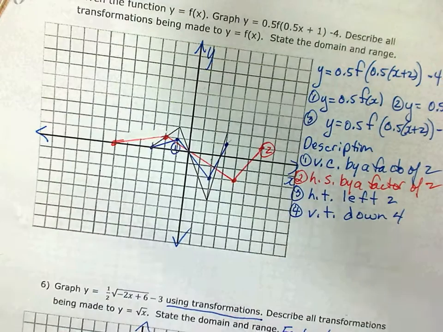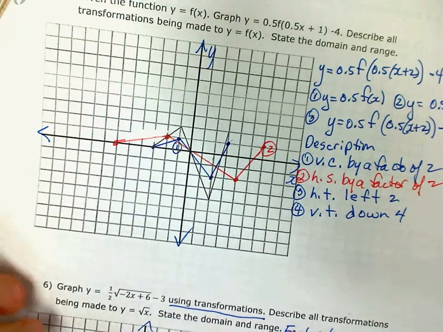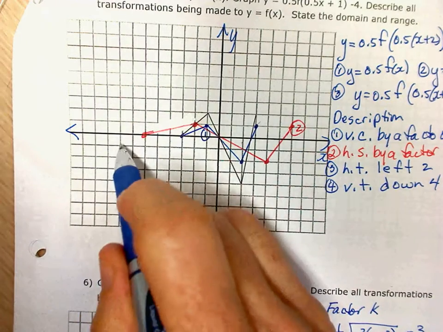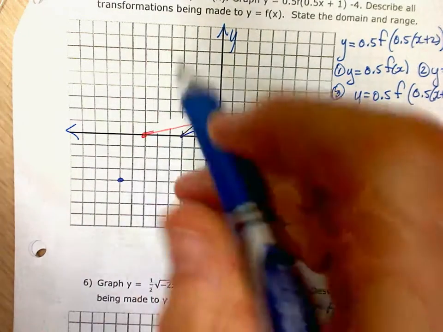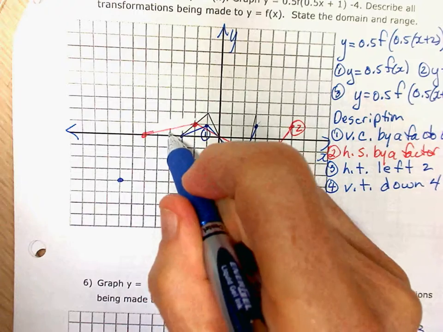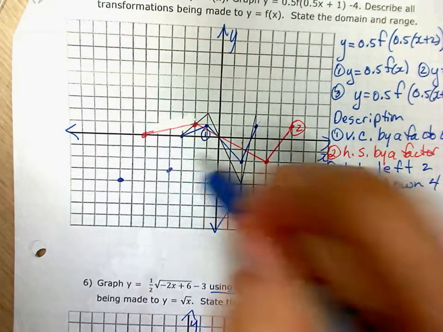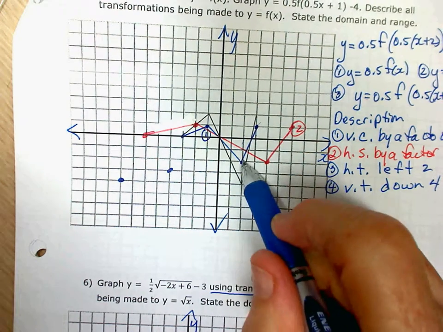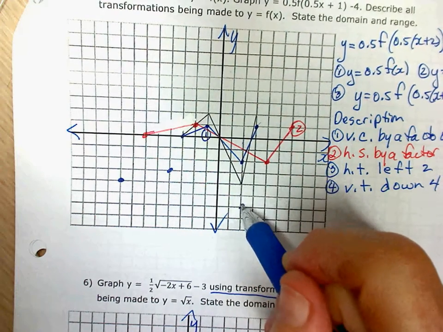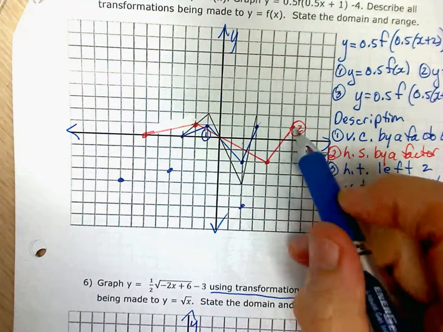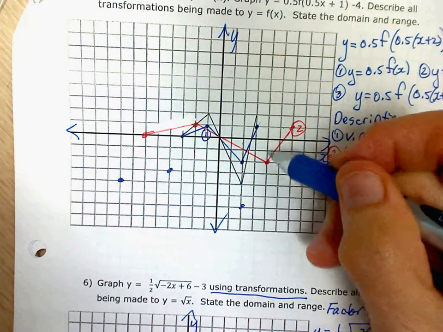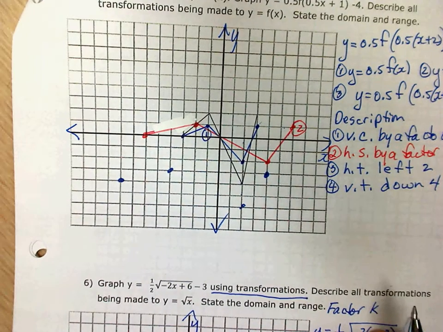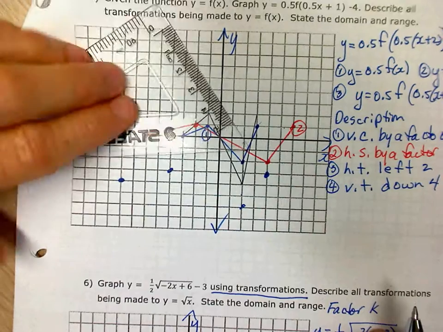So it's going to be graph number 3. So 1, 2, 1, 2, 3, 4. We're working with the red one. So bring a couple of colors to the test and don't forget your ruler. You're going to need it.